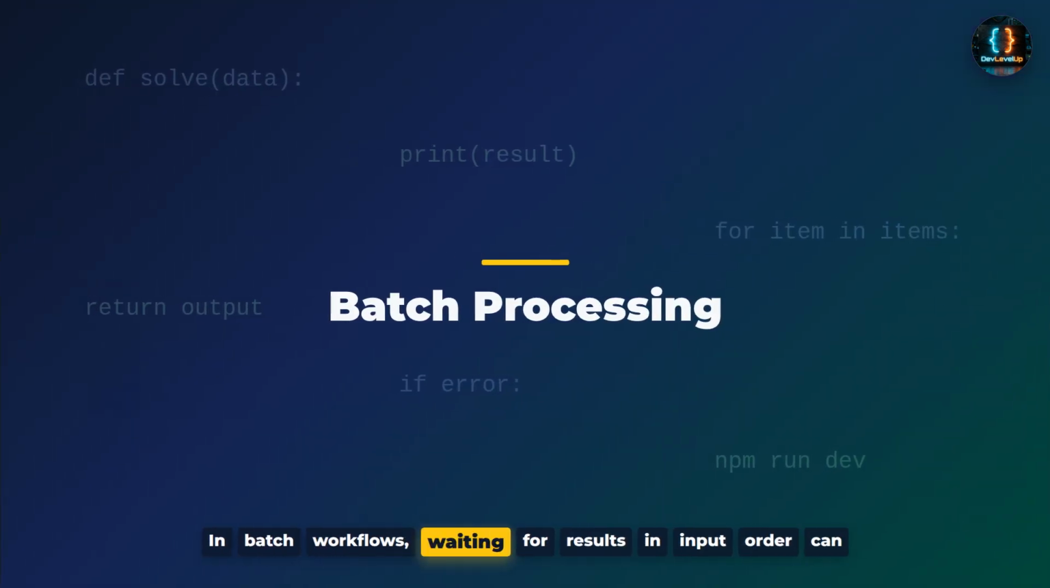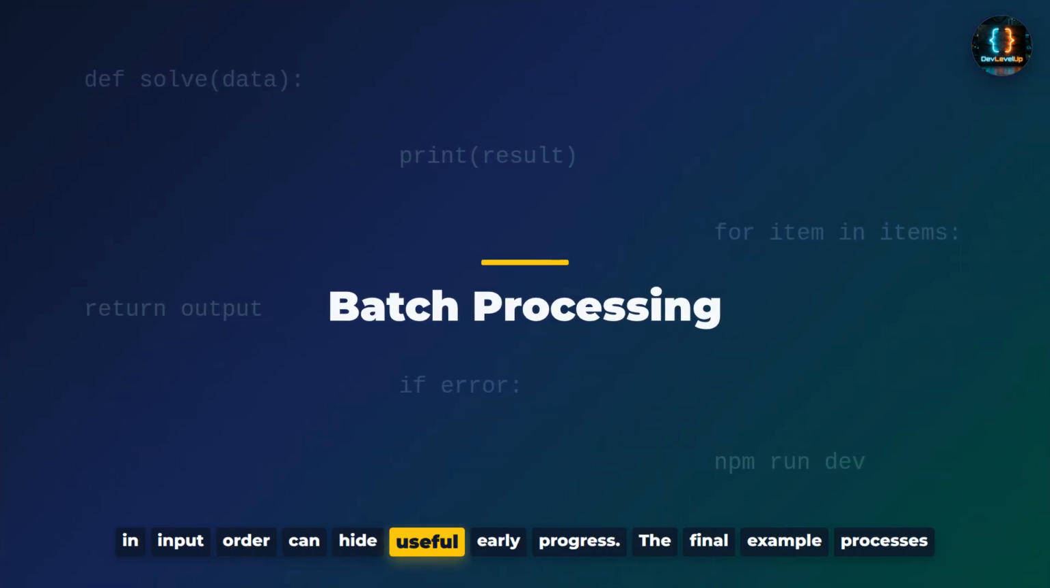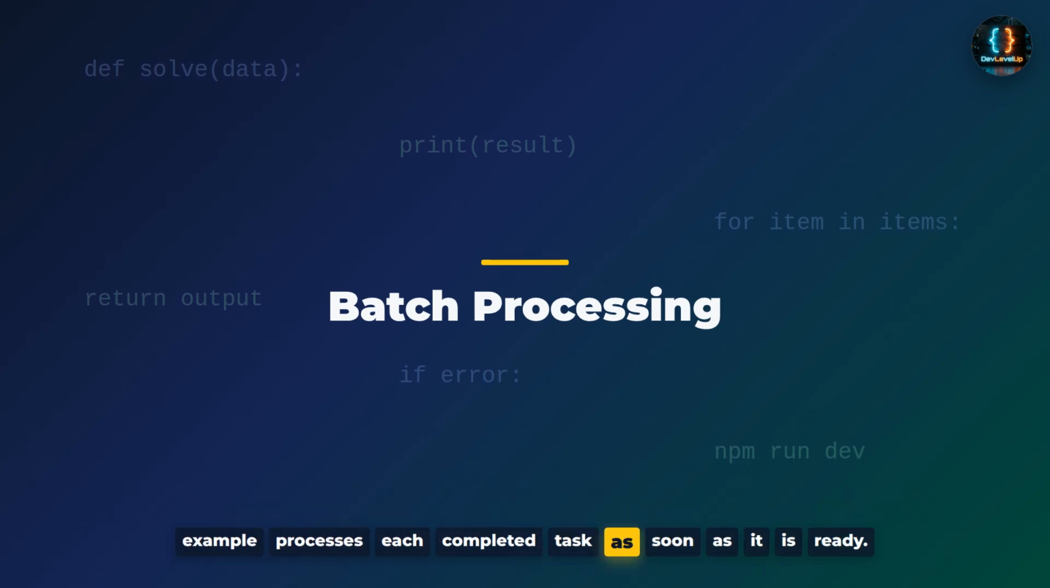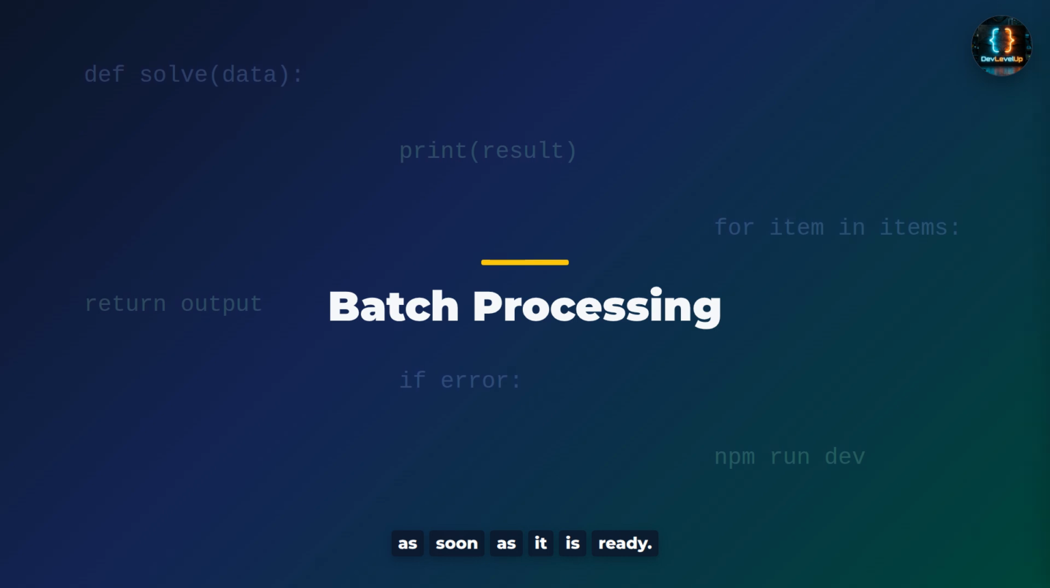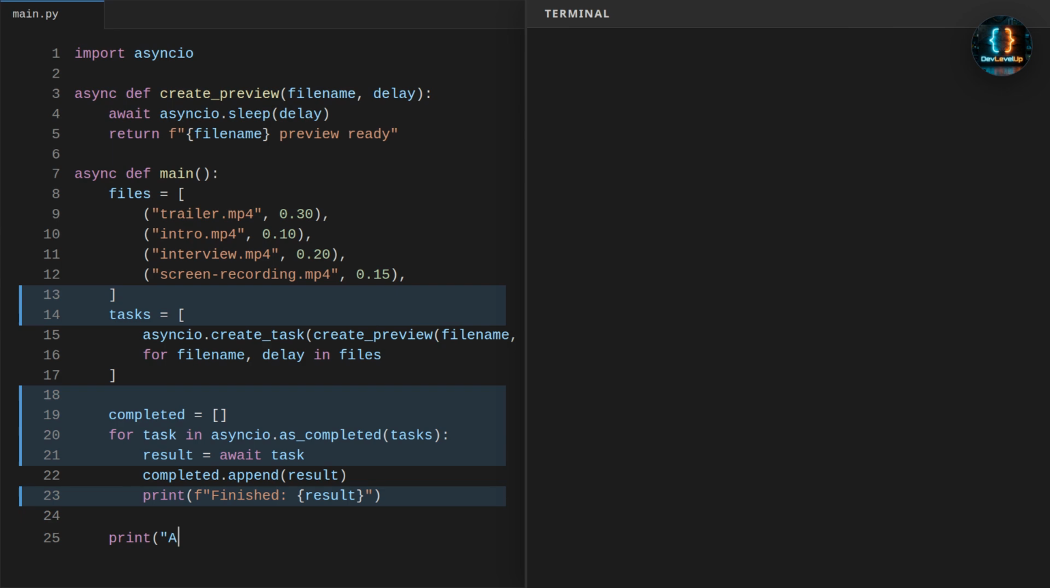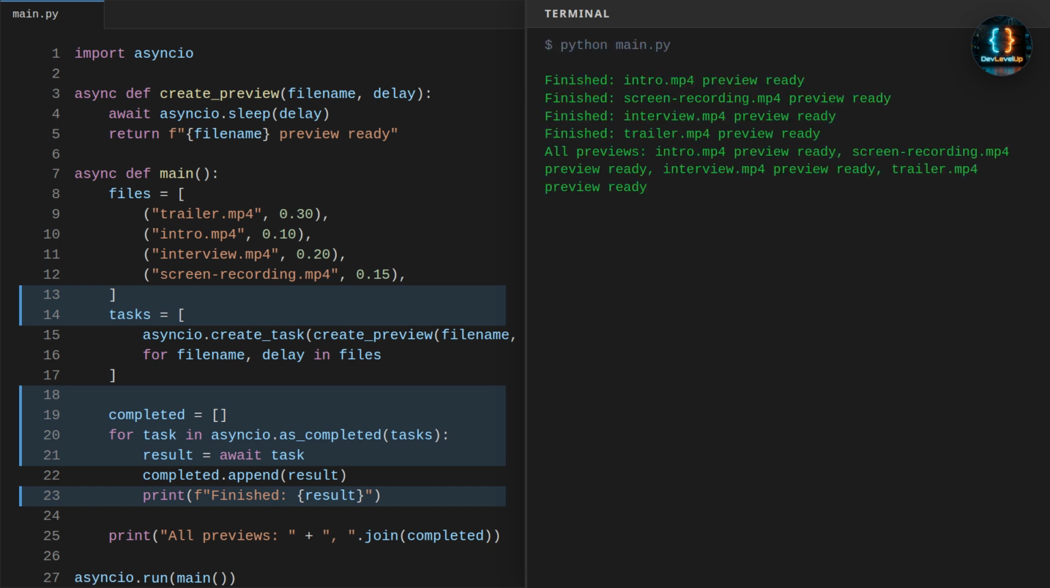In batch workflows, waiting for results in input order can hide useful early progress. The final example processes each completed task as soon as it is ready. Preview generation is a great case for early progress updates because files finish at different times. We start every preview task, then iterate with asyncio.as_completed instead of awaiting them in file list order.